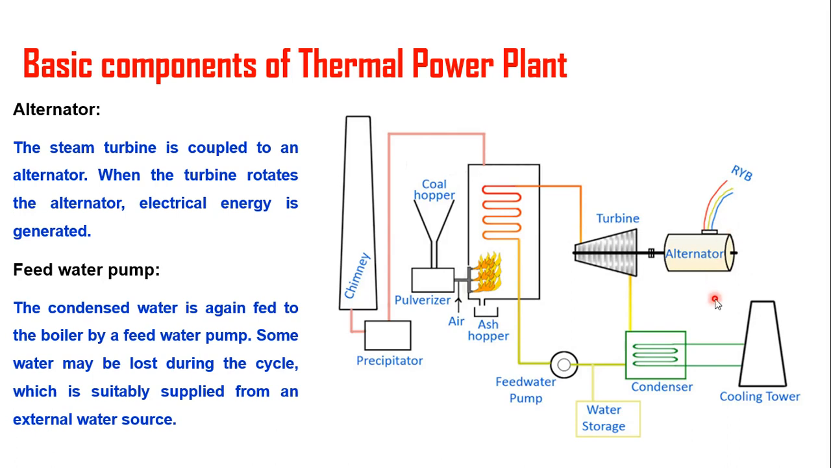Feed water pump. The condensed water is fed back to the boiler by means of a feed water pump. Some water may be lost during the cycle, which is suitably supplied from an external water source. This is an external water source. Okay, so this was the basic working principle of a thermal power station and its typical components.